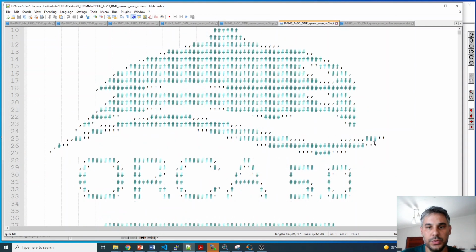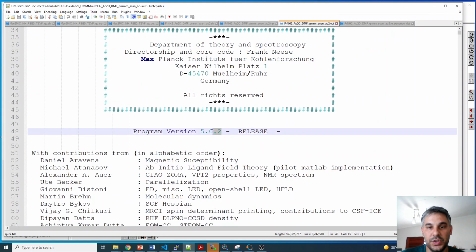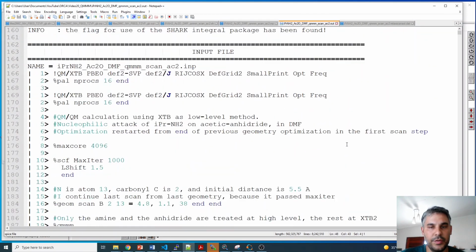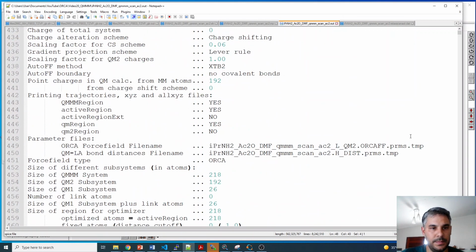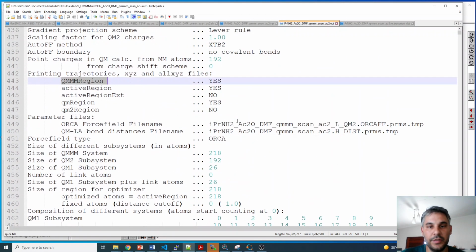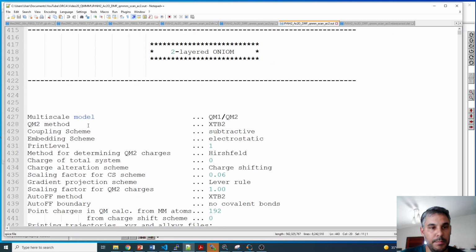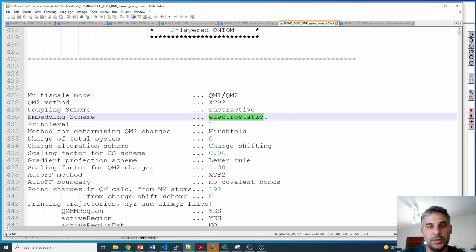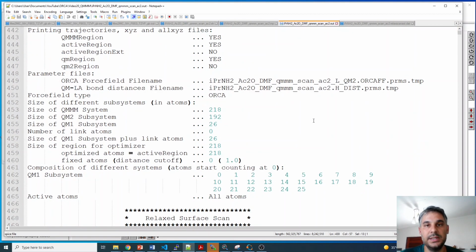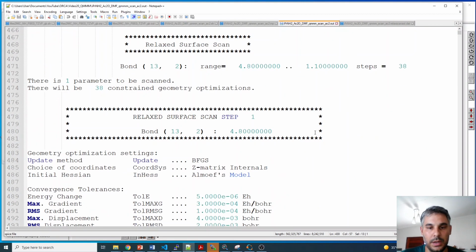And if we go to the output, so this is Orca 5.0.2, there's a lot of information, and we can see that there's a lot of setup for the QMMM region, active region, a lot of information regarding the method, coupling scheme, subtractive, embedding scheme, electrostatic. I'm not going to analyze all this because I'm just starting to use the QM methods and I'm very far from an expert in this. I'm just showing how you can run a calculation and start working in this method.